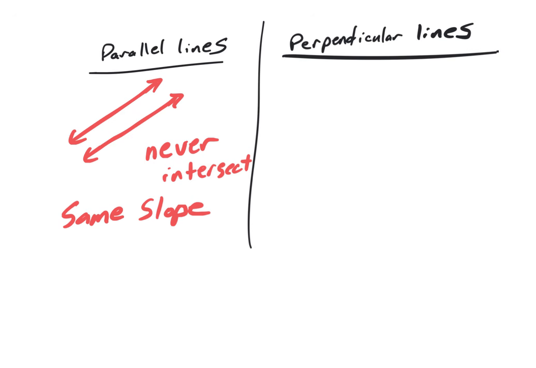Perpendicular lines are two lines that intersect, but not only do they intersect, what do they form when they intersect? They make an X, but what do we have right here? A 90-degree angle. They intersect at a right angle.